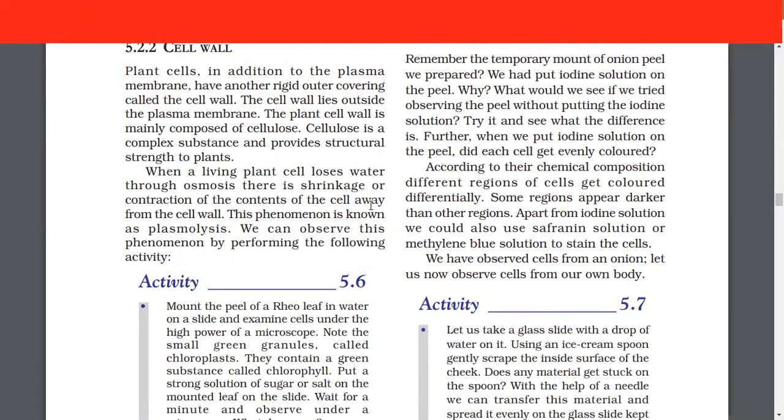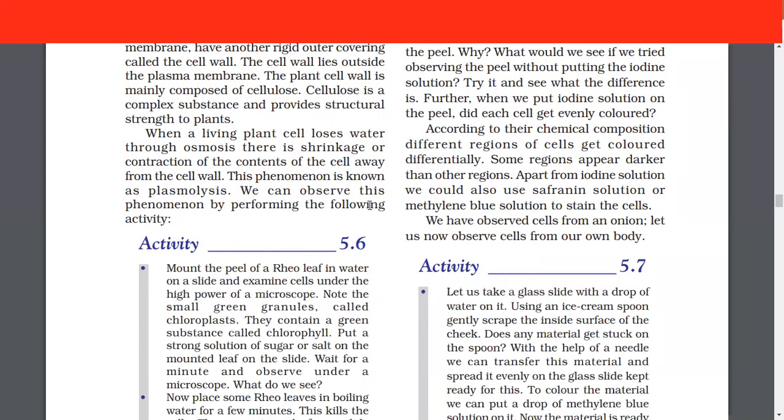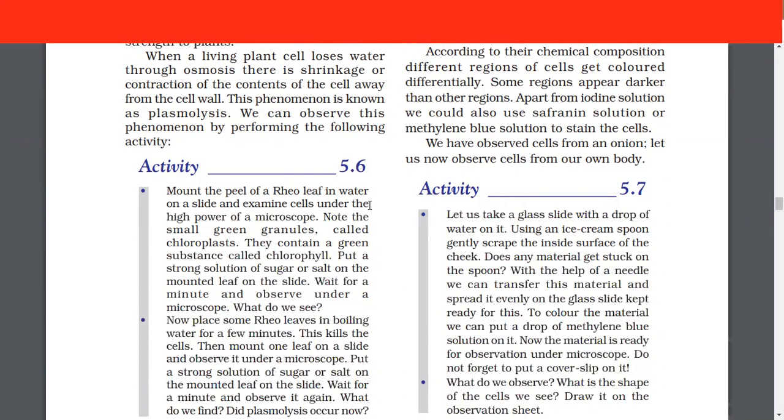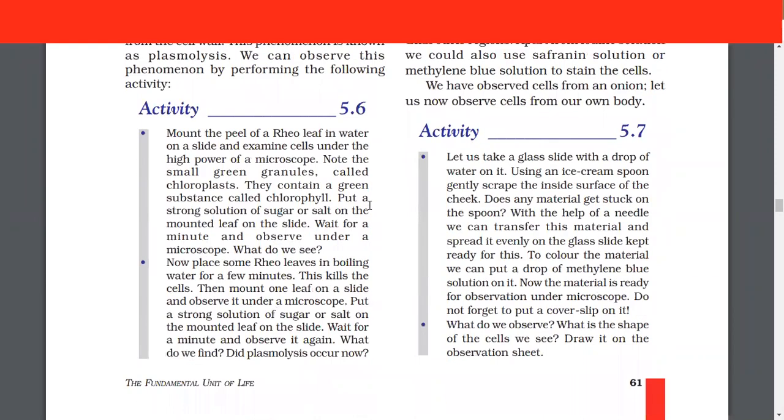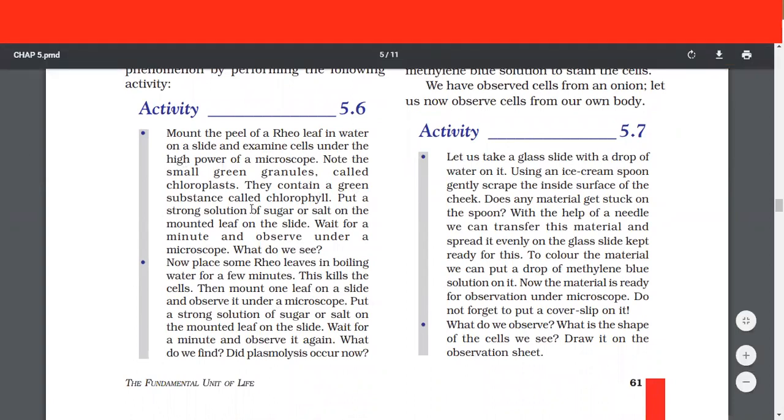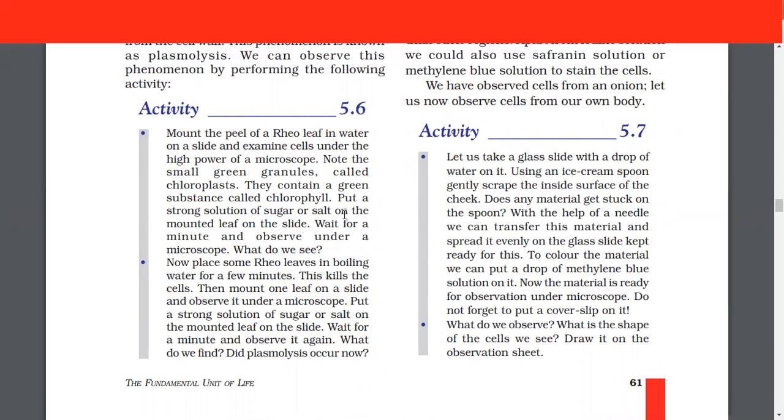When a living plant cell loses water through osmosis, there is shrinkage or contraction of the contents of the cell away from the cell wall. This phenomenon is known as plasmolysis. We can observe this phenomenon by performing the following activity. Activity 5.6. Mount the peel of a Rhoeo leaf in water on a slide and examine cells under the high power of a microscope. Note the small green granules called chloroplasts. They contain a green substance called chlorophyll.